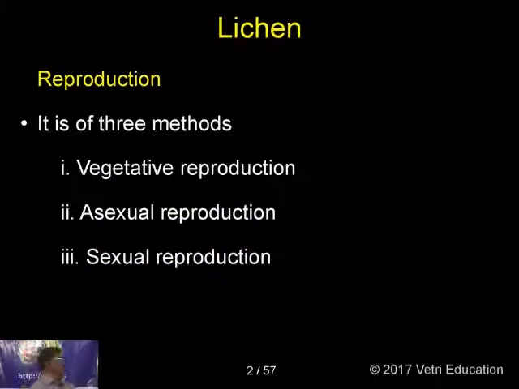So regarding the reproduction, in the majority of the species, the majority of the plants, you can find vegetative, asexual and sexual, but sometimes you can find only asexual or only sexual. Here you can find three types: vegetative reproduction, sexual reproduction and asexual reproduction. Now let us see the vegetative reproduction.